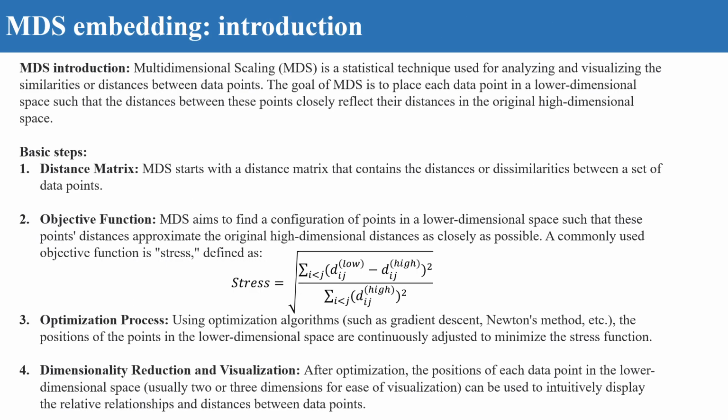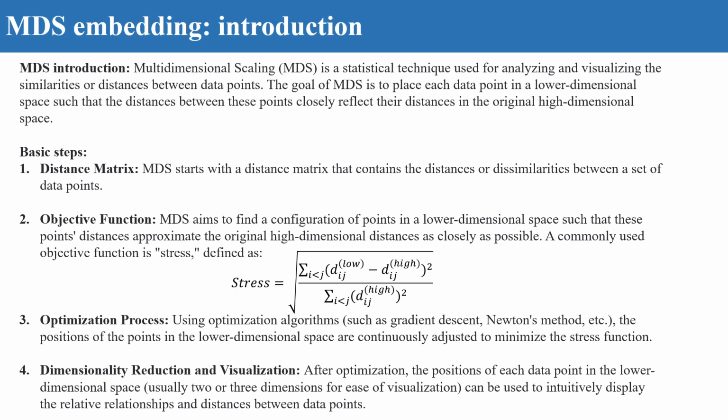MDS, multidimensional scaling, is a statistical technique used for analyzing and visualizing the similarity or distances between data points. The goal of MDS is to place each data point in a low-dimensional space such that the distances between these points closely reflect their distances in the original high-dimensional space.